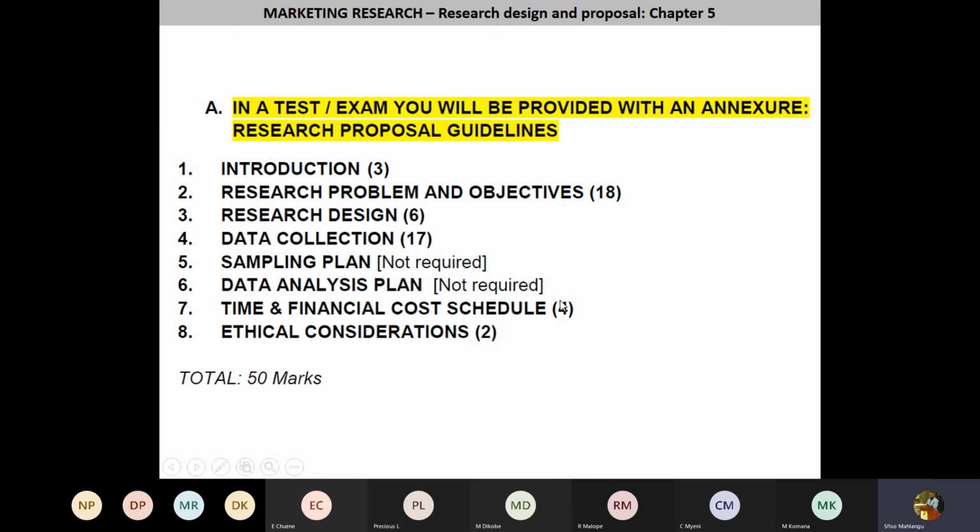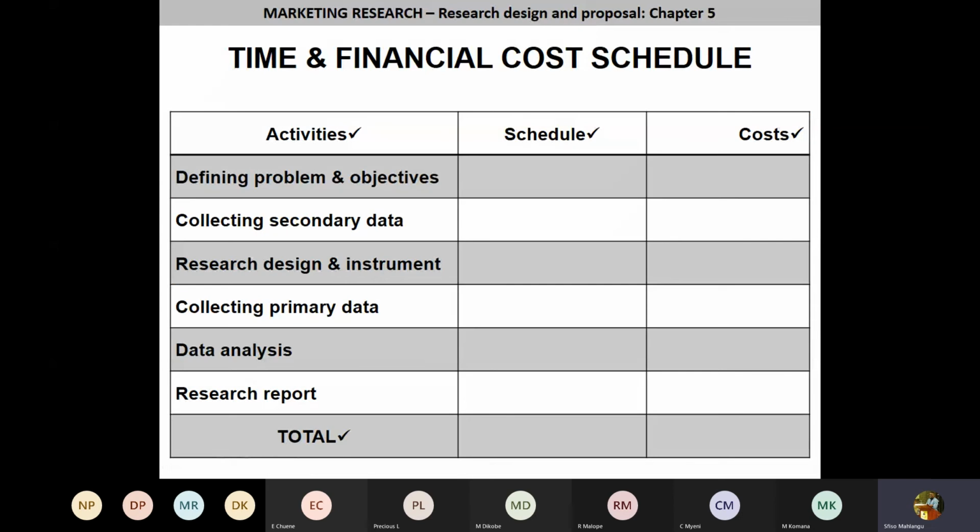This is also included in the research proposal, so you should know how to develop time and financial cost. But it's very easy if you know what to do. So I'm going to show you exactly what to do, which is going to make your job easier for the next assessment. So your time and financial cost activities will always stay the same. Don't try and change these activities.